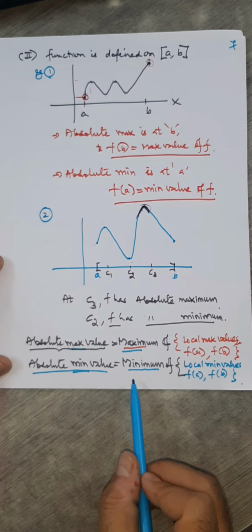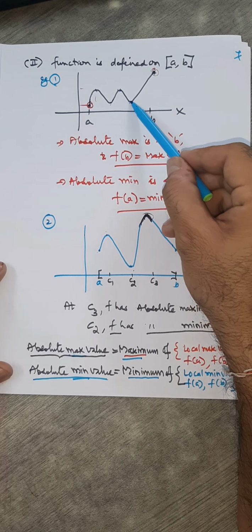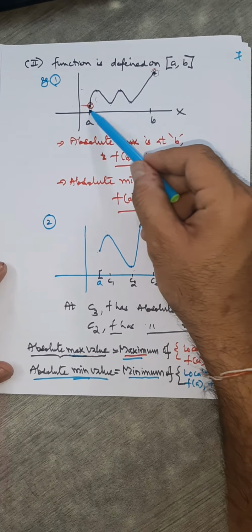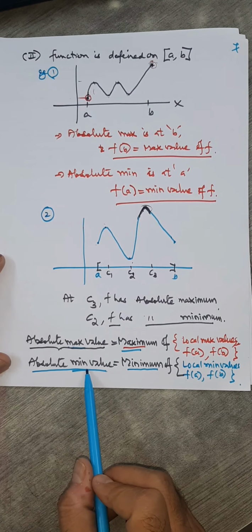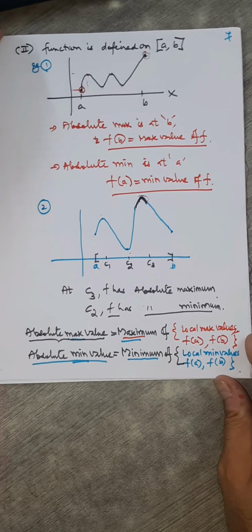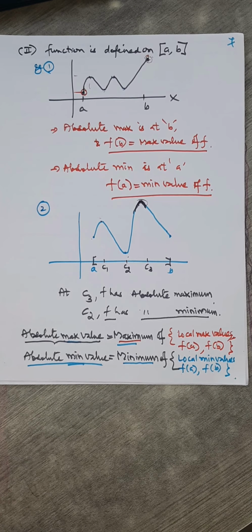And absolute minimum means what? You take the minimum of all local minima. That is these and this. 1, 2, 3 and 4. If you take the minimum of these 4, you will get the absolute minimum value of a function, if the function is defined on the closed interval. If it is defined on R, it depends upon the function. Fine. So this is all in all about the theory related to 6.5. Now we'll go to exercise 6.5. Very, very important exercise.